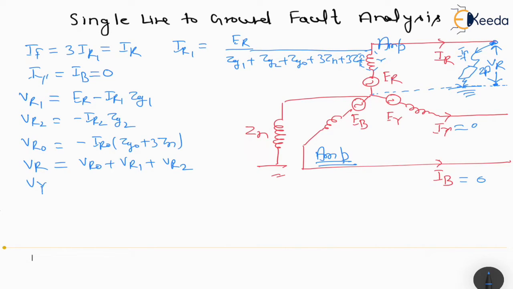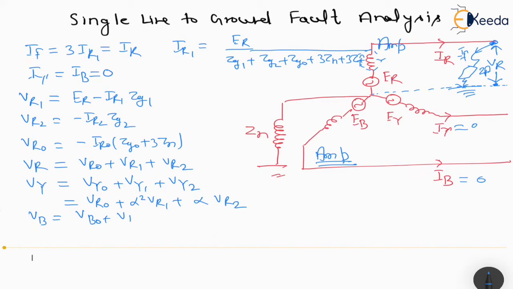If we want to find out the value of VY, it is equal to VY0 plus VY1 plus VY2, and we know that VY0 is equal to VR0, VY1 is alpha square into VR1, and VY2 is alpha into VR2. In the same way, we can find out the value of VB, which is equal to VB0 plus VB1 plus VB2. So from here we can see VR0 plus alpha into VR1 plus alpha square into VR2.